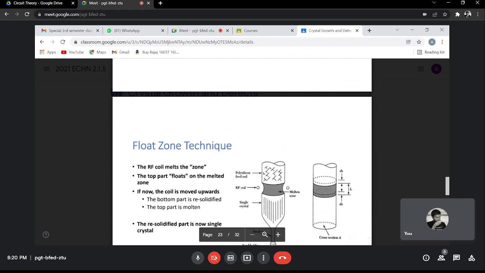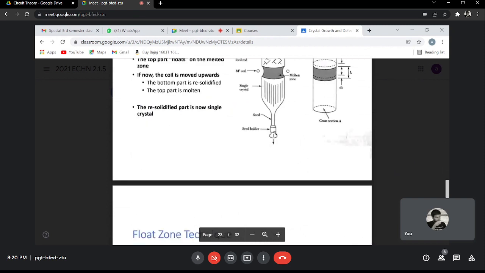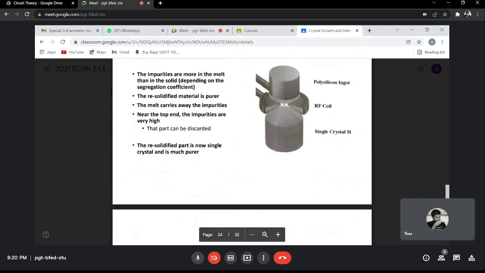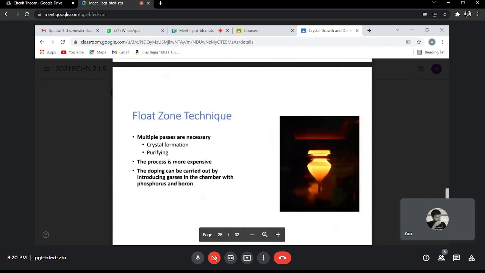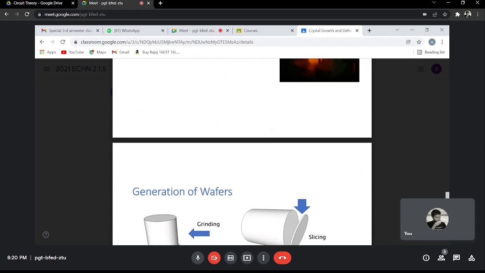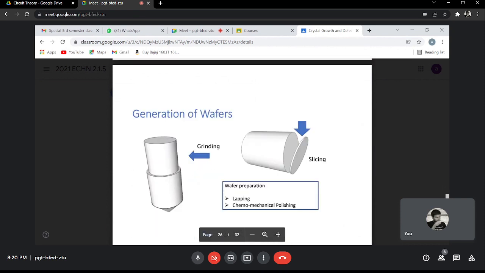So it's called the float zone technique, and that is the interesting story. It's really interesting, and this is what it looks like. I have a picture somewhere. So this is what it looks like while you are pushing it up. So that's about it. Okay, and then generation of wafers.